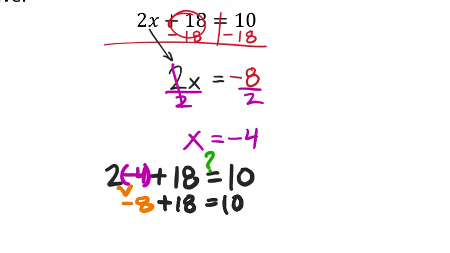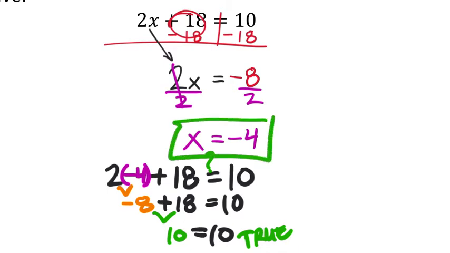And one more step here for us. Negative 8 plus 18, that'd be 10. So that means 10 does equal 10. And as of now, that's true. It should always be true, which is very nice. It was true yesterday, it's true today, it should be true tomorrow and forever. And since that is the case, I see that that's true. That means that x equals negative 4 is the actual solution to our original equation.